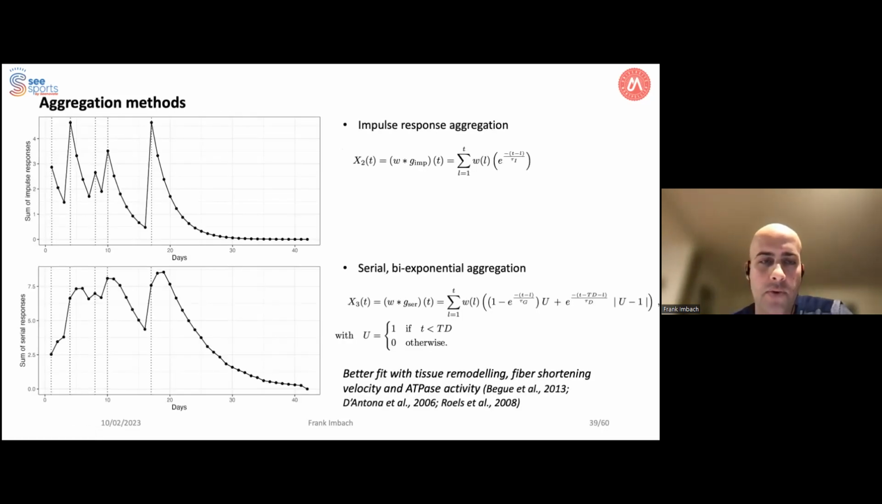So the question was how to consider information from several training sessions for explaining a future performance. So we included each aggregation as predictors in the model.